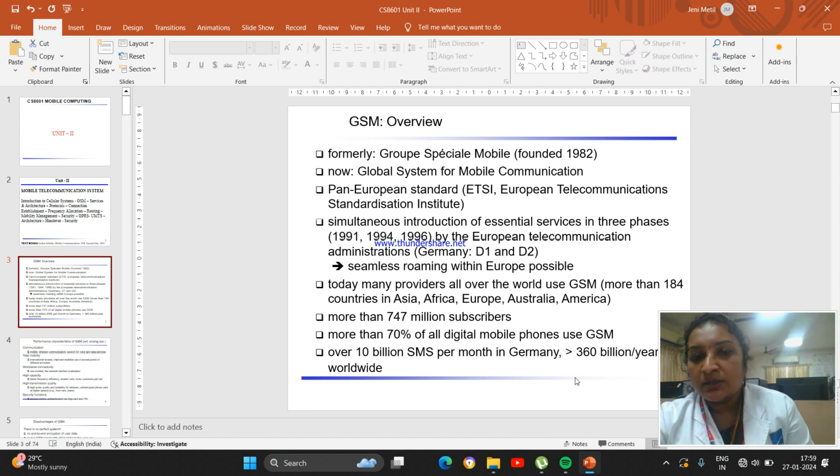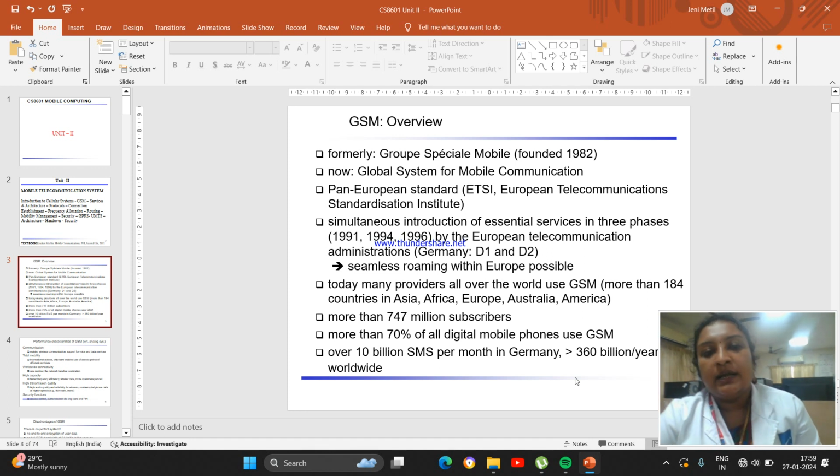GSM is nothing but the Global System for Mobile communication. It provides a standard, and it was formerly known as Groupe Spécial Mobile. It was founded in 1982. They made it as a pan-European standard, to be used by the European Telecommunications Standards Institute. Also, it was introduced simultaneously with essential services in three phases.